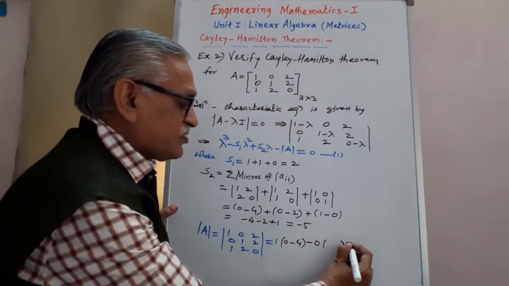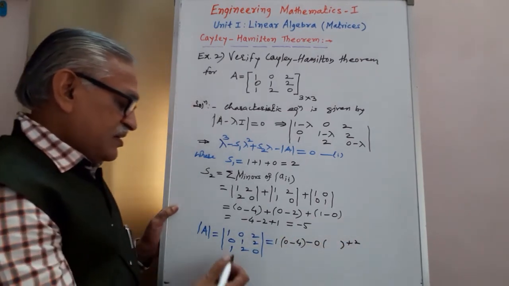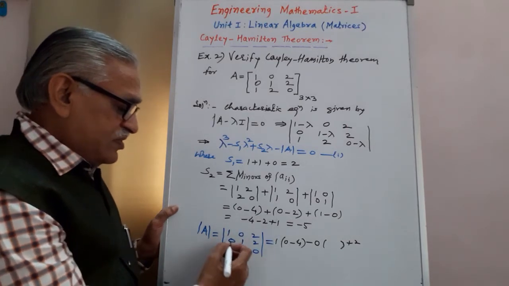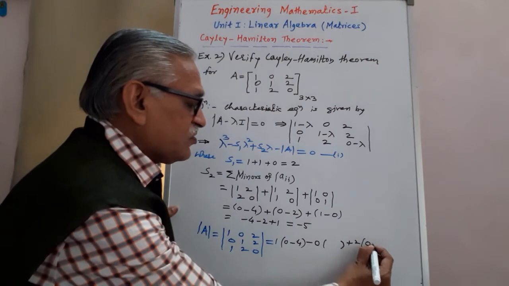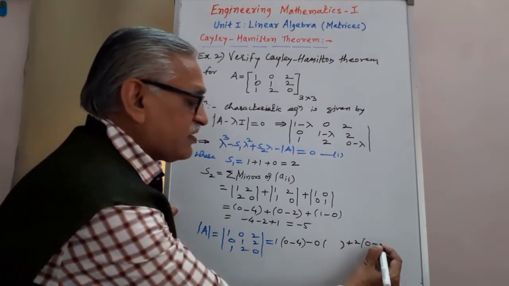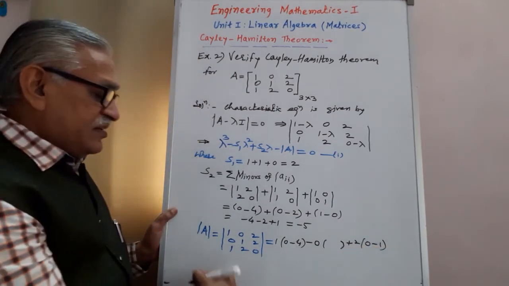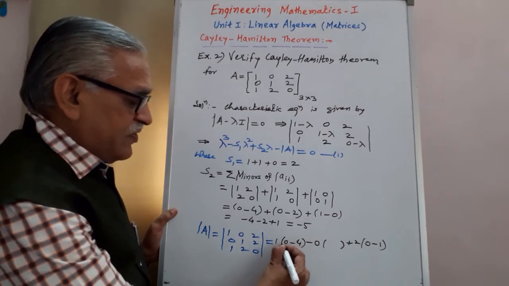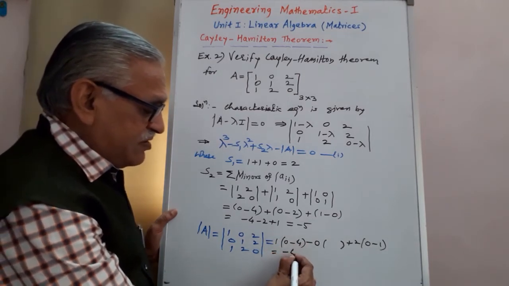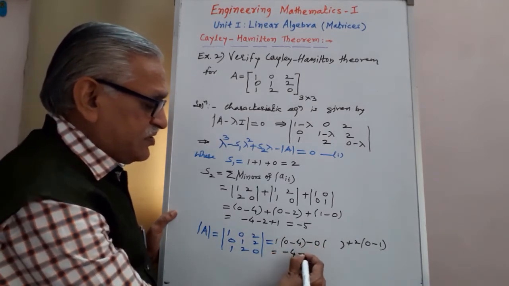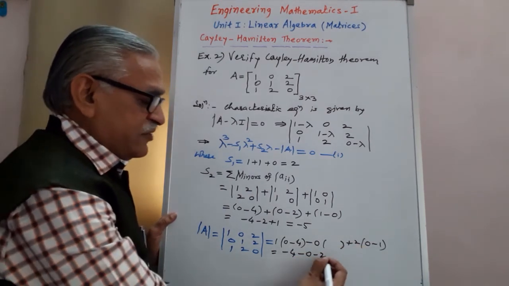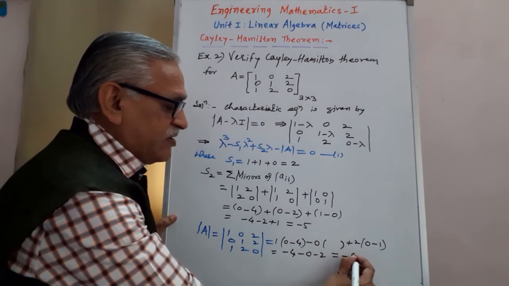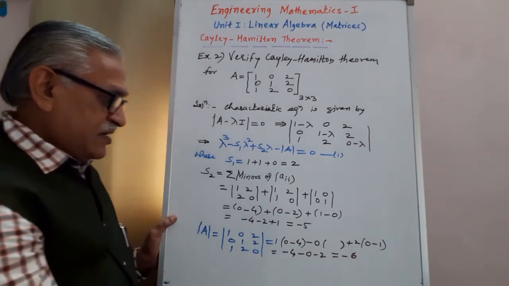And plus 2 times, neglecting this row and this column, the determinant of this. Therefore, 0 into 2, we get 0 minus 1. And simplifying it, we get minus 4 into 1, we get minus 4 here. This term is 0 and minus 2. Minus 4 minus 2, we get that value as minus 6.